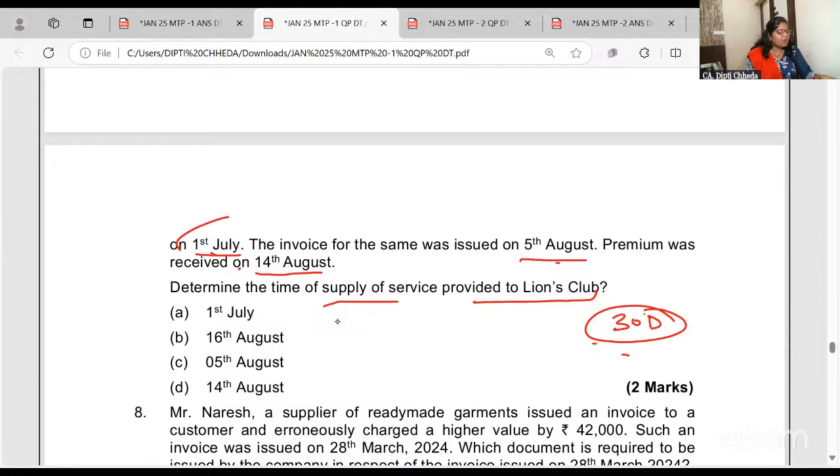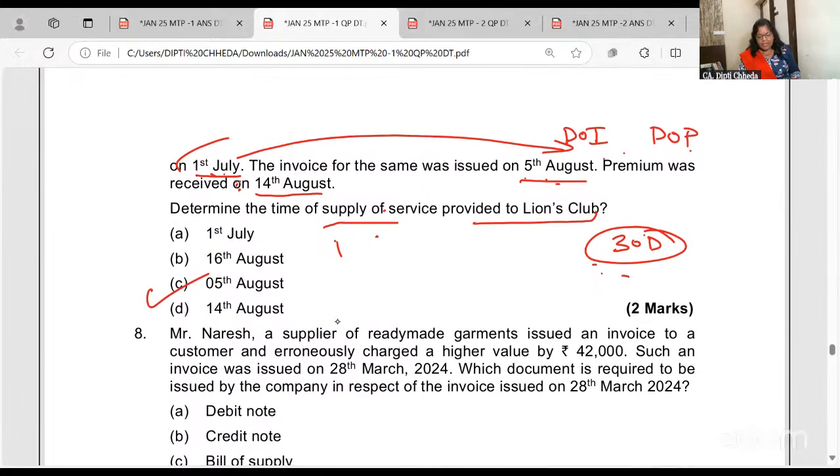That's what I'm saying, that August's date is not there. Invoice was issued. Is the invoice issued within the 30 days from 1st July? No, no. Invoice was not issued within 30 days from 1st of July. The 30 days ended on 1st of August itself. Then date of invoice or date of payment, whichever is earlier. So invoice is earlier. Okay, right.